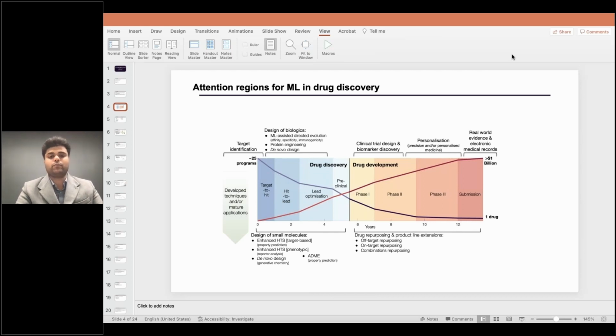And once we move into drug development, one of the primary interest areas for us is drug repurposing. And we look at drug repurposing across three different lines. One is off-target repurposing, on-target repurposing, and combinational repurposing. So that's been one of the focus areas for us. And obviously there are other trajectories for machine learning and drug discovery. For example, the clinical trial design, biomarker discovery, and looking at real-world evidence and electronic medical records, personalized medicine. So there's a few aspects of interest.